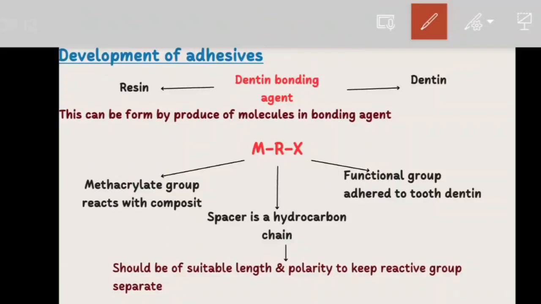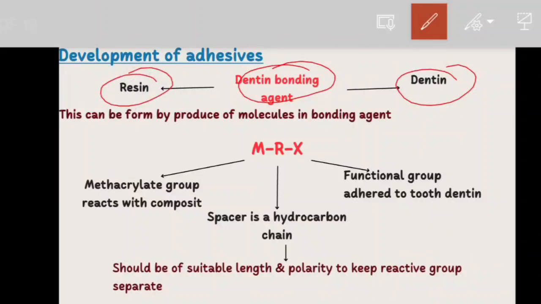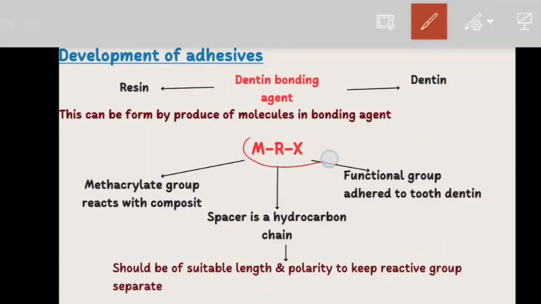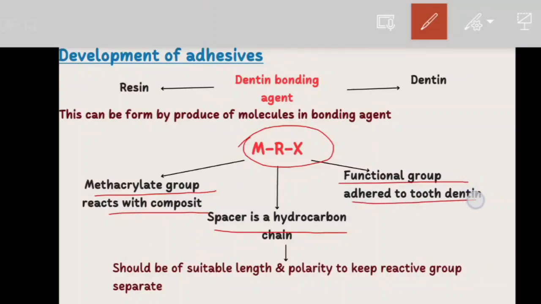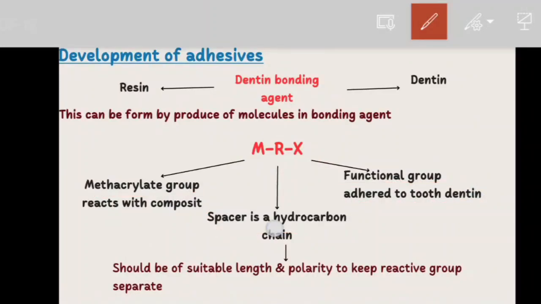Now the development of the adhesive. Suppose this one is dentine bonding agent, so it binds to the dentine and also to the resin of the composite. This can be formed by the molecules in the bonding agent. This is the molecule present in the dentine bonding agent, where R acts as a spacer in the hydrocarbon chain, M is a methacrylate group which reacts with the composite, and X is a functional group which adheres to the tooth dentine. The hydrocarbon chain should be of suitable length and polarity to keep the reactive groups separate.